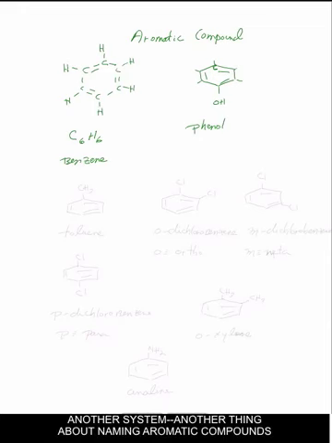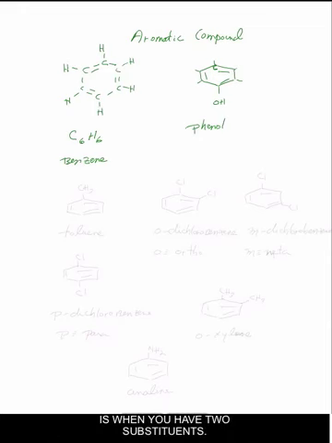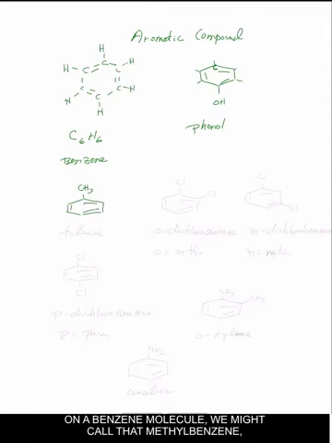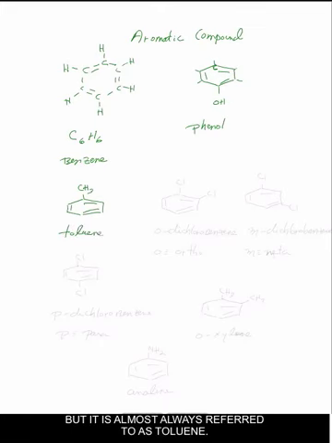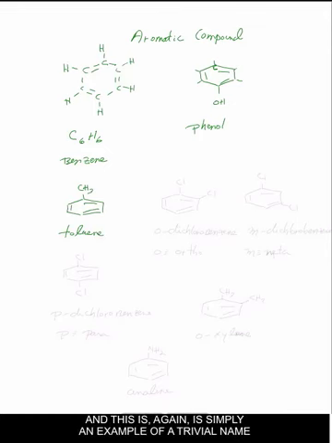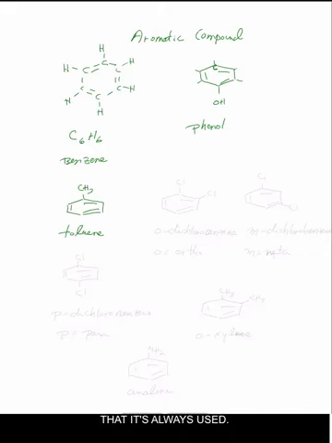Another thing about naming aromatic compounds is when you have 2 substituents. So, for example, let's start first by looking at putting 1 methyl group on a benzene molecule. We might call that methylbenzene, but it is almost always referred to as toluene. And this, again, is simply an example of a trivial name that is so deeply embedded in organic chemistry that it's always used. Now, on the other hand, if we have 2 substituents on a benzene ring, then we have a special naming system here.